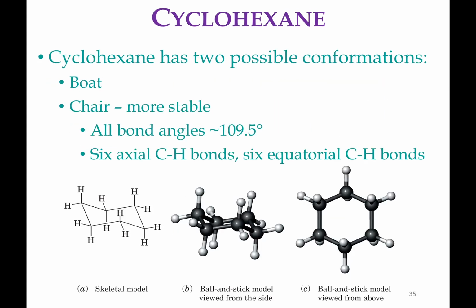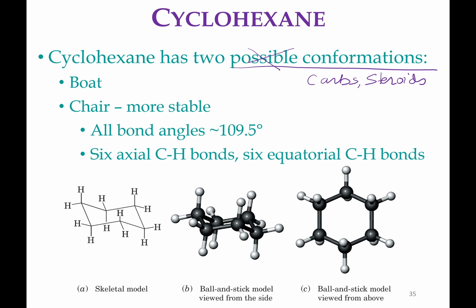Now, cyclohexane has 2 possible conformations. Well, it has more than 2 possible conformations, but it has 2 more stable conformations than the others that it could potentially be in. So it's important because it's in all of our carbohydrates and steroids and pesticides and clothing and structural compounds and many, many different compounds produced in nature.